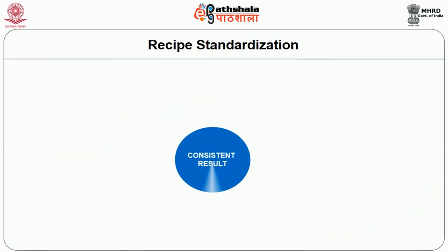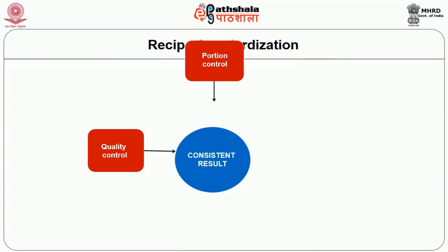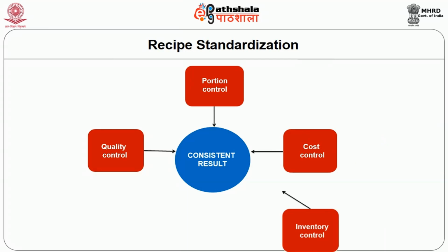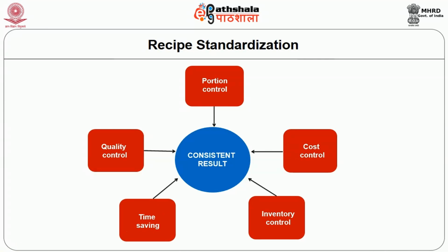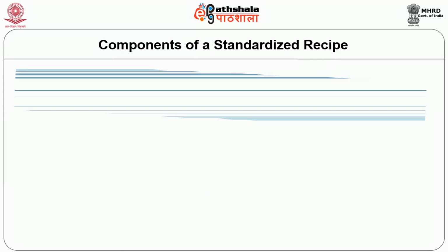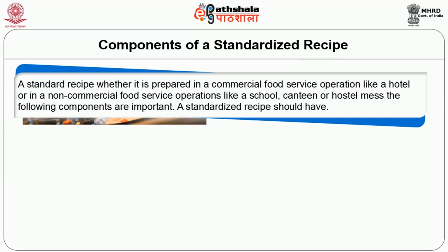Hence, it is very clear that standardized recipe helps in maintaining quality control, portion control, cost control, inventory control, time saving, and gives consistent result. To sum up the advantages again, a standardized recipe helps in consistent food quality, recipe yield, food cost control, and purchasing procedure.